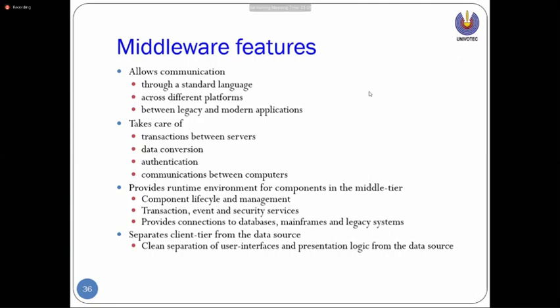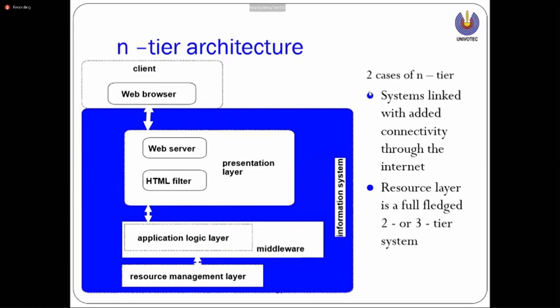If the client requires something, then the application layer requests it from the resource management layer. Then it asks what resources or data are needed. Then the application layer gets that data and passes it to the presentation layer to display. That's the activity in the middleware feature. Then you can increase the number of layers also, but sometimes maintaining is difficult.